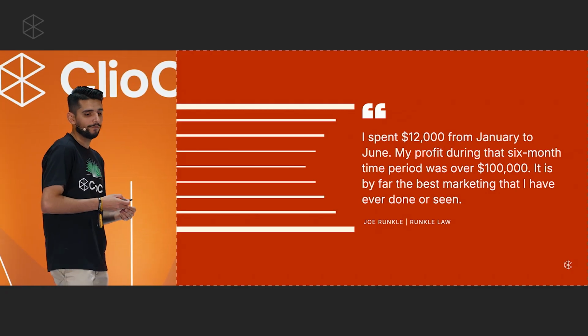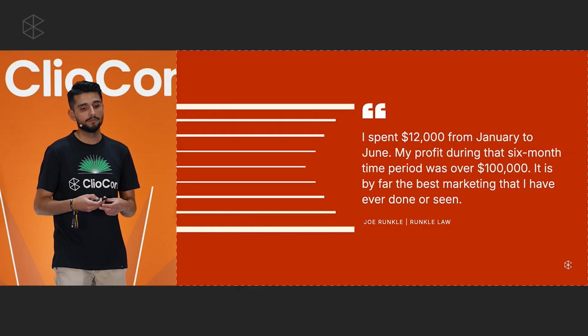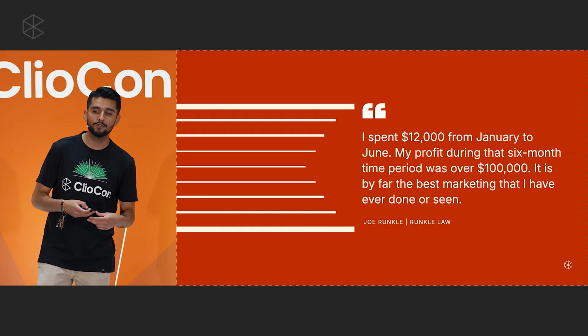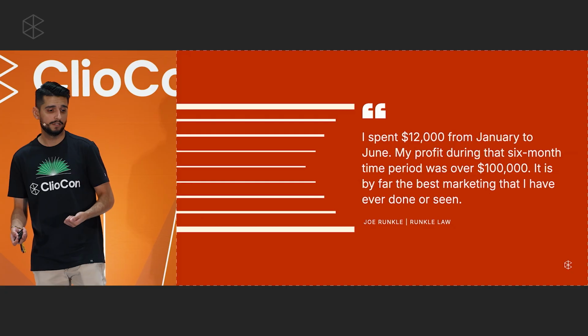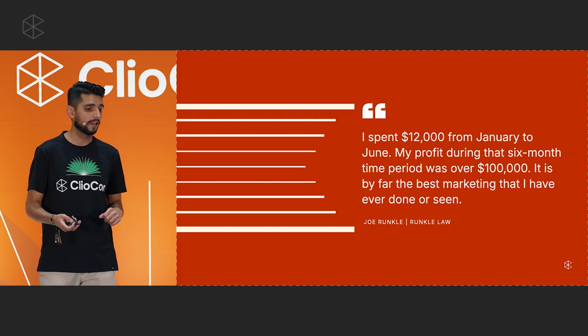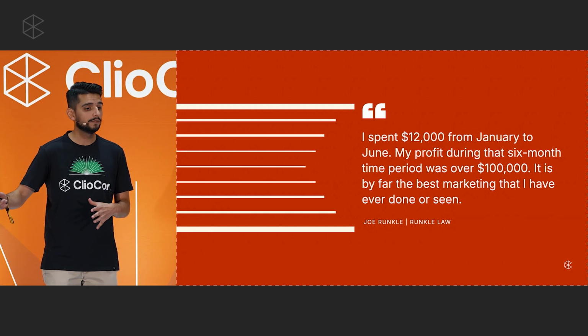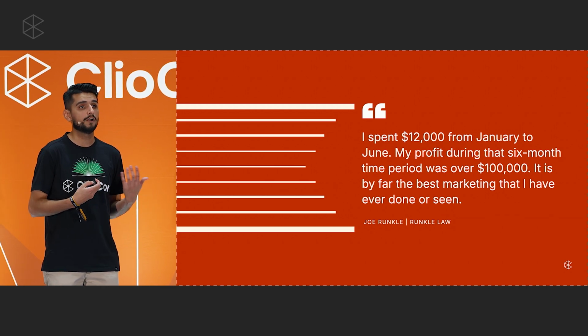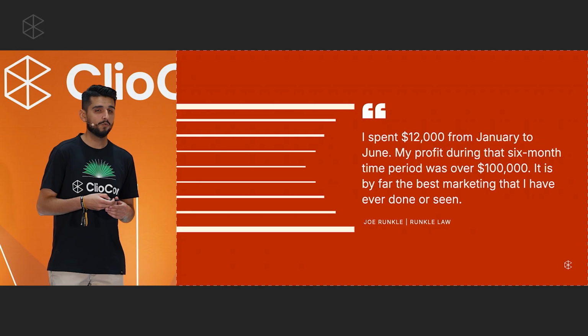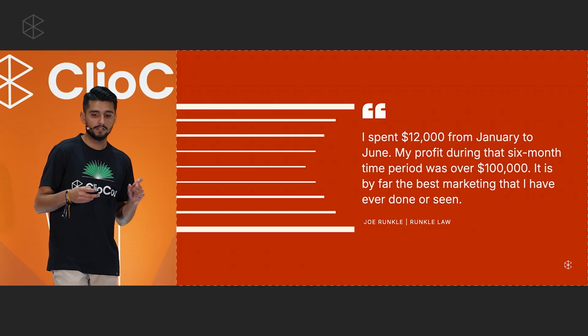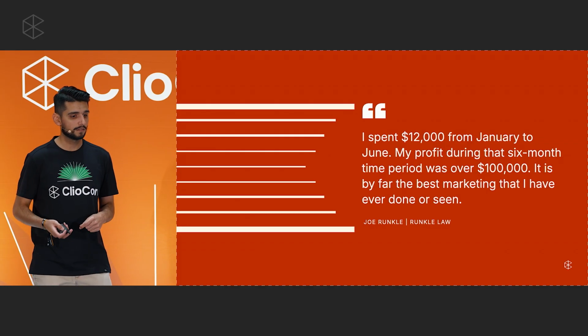John says, I spent $12,000 from January to June. My profit during that 6-month time period was just over $100,000. It is by far the best marketing that I've ever done or seen. Now, I don't pretend to be a mathematician, but that's a pretty incredible ROI. So what was the key to John's success?